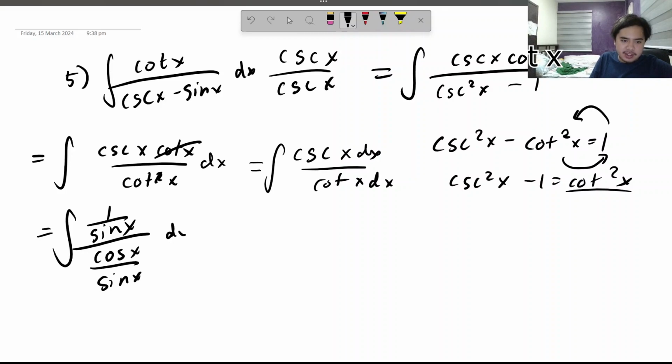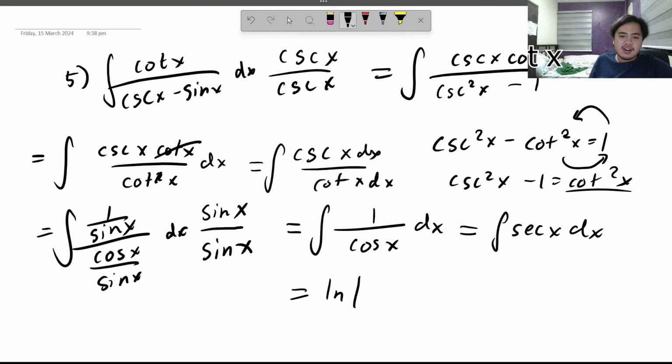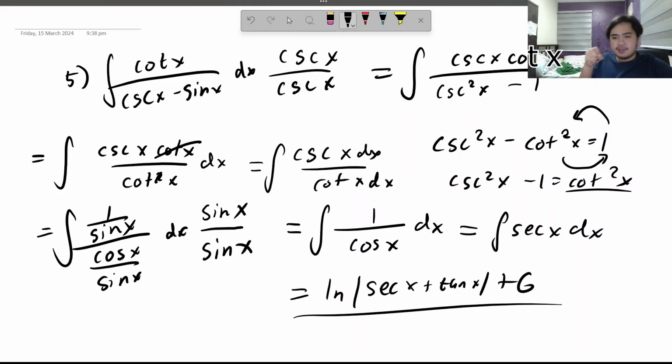And we have a complex fraction again. We just have to do the trick called multiplying the numerator and the denominator by the same thing, in this case sine x, to remove the denominators. Anyway, top becomes 1, bottom becomes cosine x. 1 over cosine x is just secant x. And I think we all know the integral of secant x. Ln of secant x plus tangent x plus c. There we go.